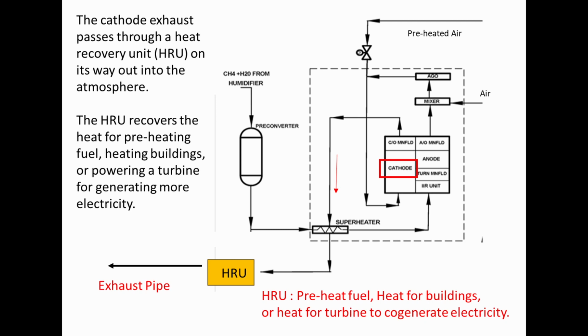On its way out the exhaust pipe, the excess heat from the cathode exhaust can be recovered in a heat exchanger or heat recovery unit, HRU. The heat can be used to preheat incoming fuel, or it can be used in cogeneration or combined heat and power CHP process, such as heating buildings or turning a secondary turbine electric generator.